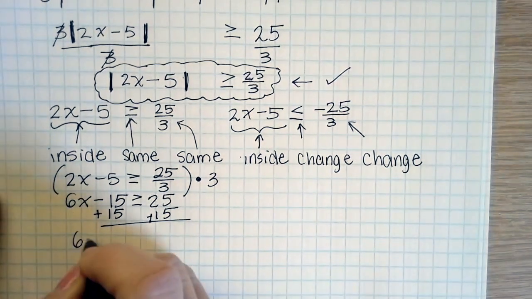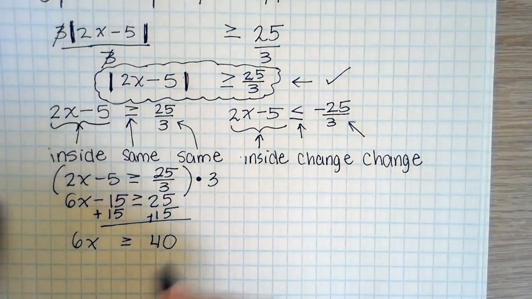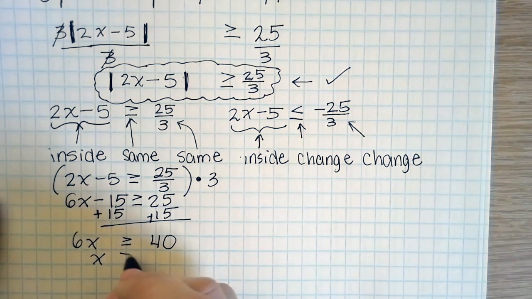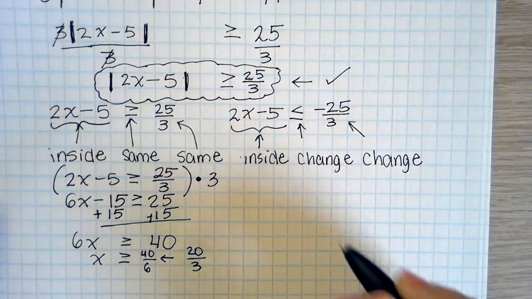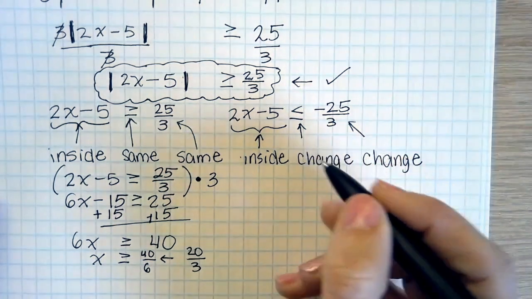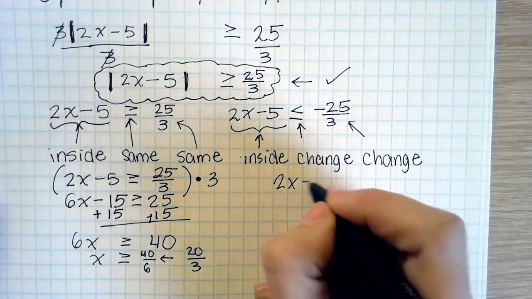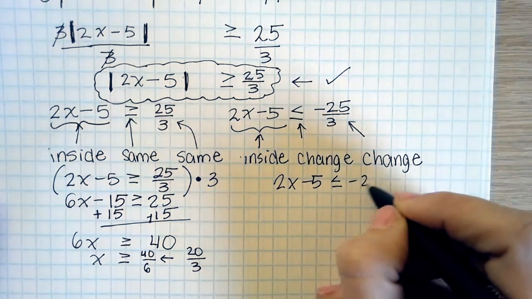I get 6x is greater than or equal to 40. Divide by 6. So x is greater than or equal to 40 over 6. Divide by at least 2, right? They're both even. So that's 20 over 3. Now the other side. I'm not going to clear out the fractions on this side, just to compare and contrast. So here I have 2x minus 5, just rewriting it, less than or equal to negative 25 thirds.